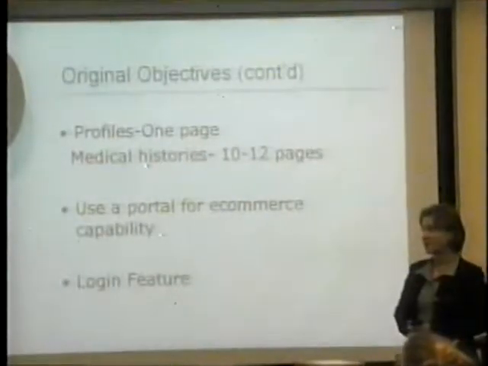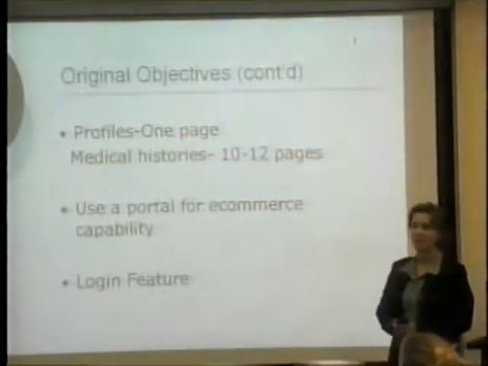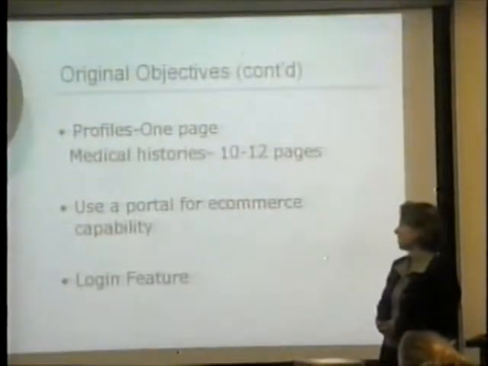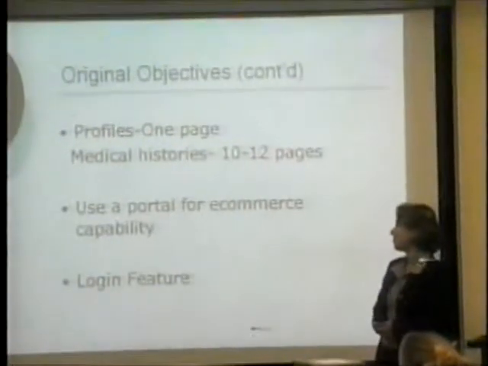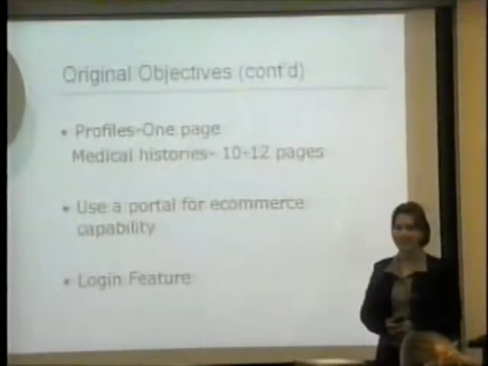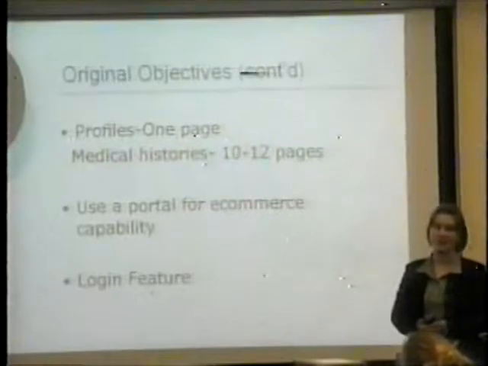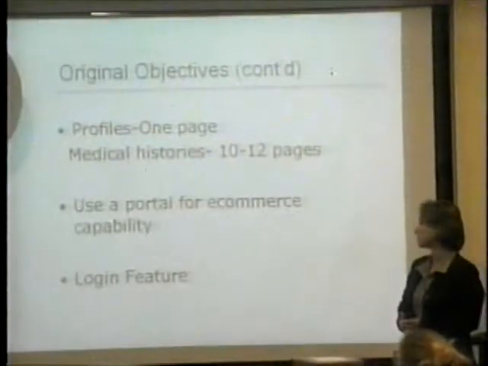The donor profiles were 1 page. Originally, they wanted to charge everybody $1 a page to view the donor profiles online, and they wanted to make available 10 to 12-page medical histories. These are more in-depth look at the donor. Originally, those were $10 a page, or a medical history.